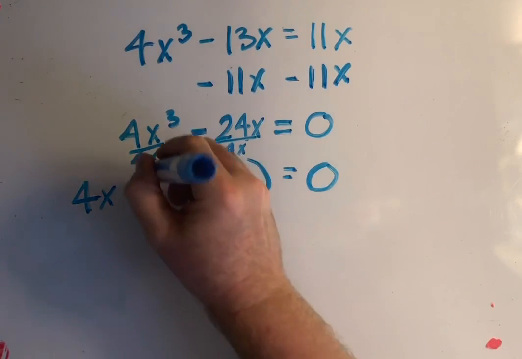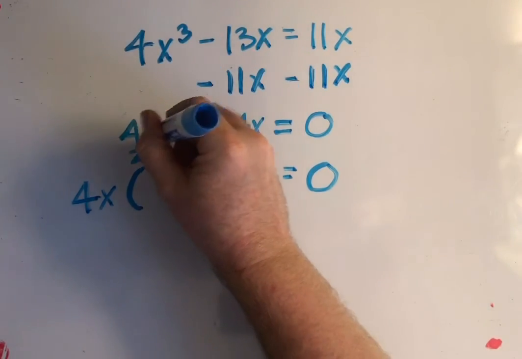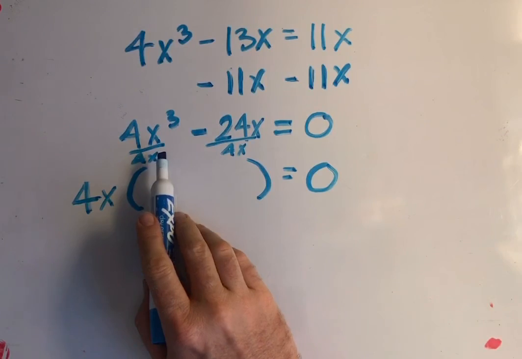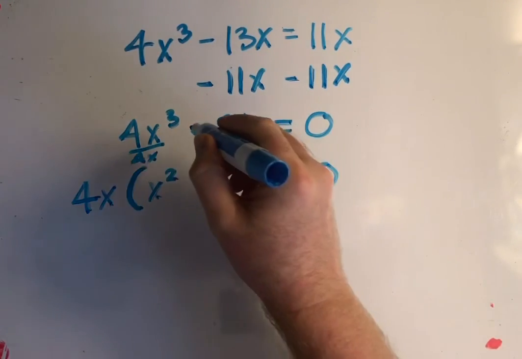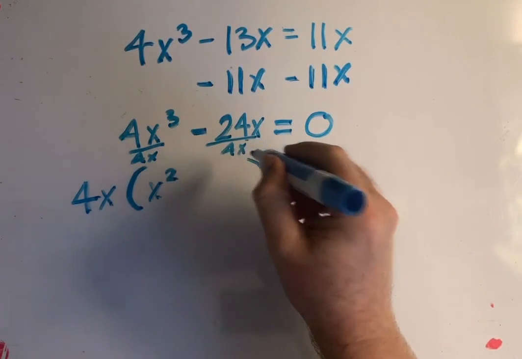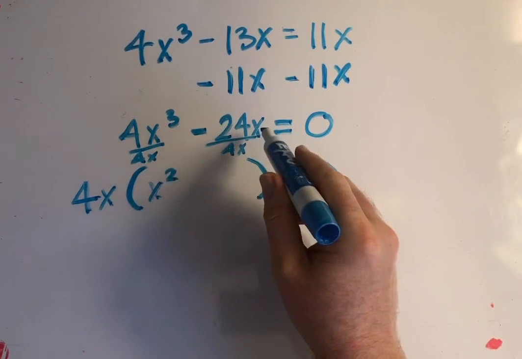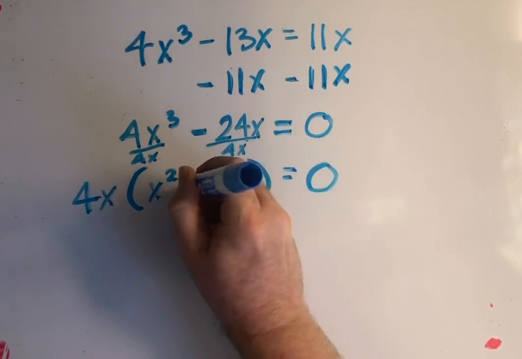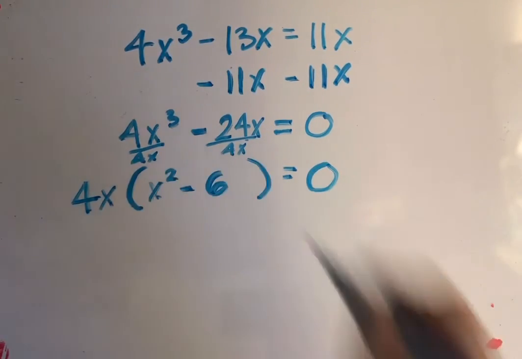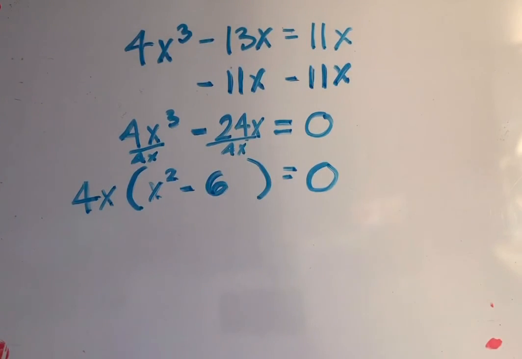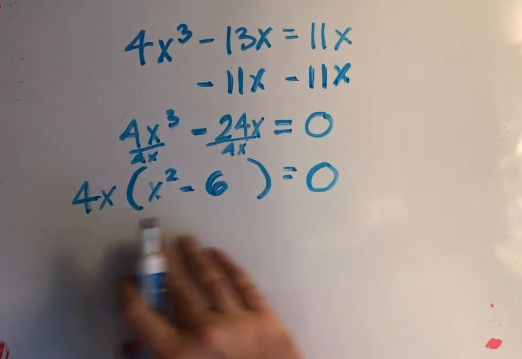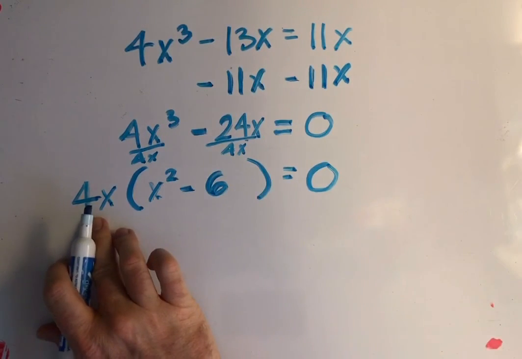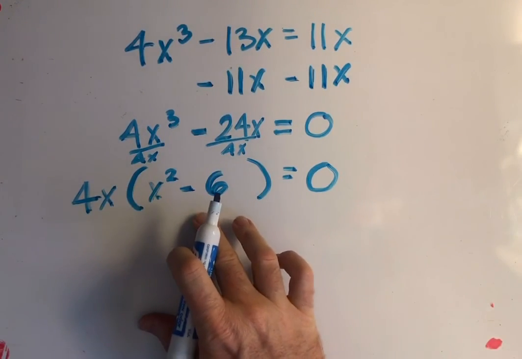So I have 4, those cancel. X to the third divided by x is x squared. Minus 24x. Negative 24x divided by 4x is going to be minus 6. So now I break this into two equations because anything times 0 is 0. So that means either 4x is 0 or x squared minus 6 is 0.